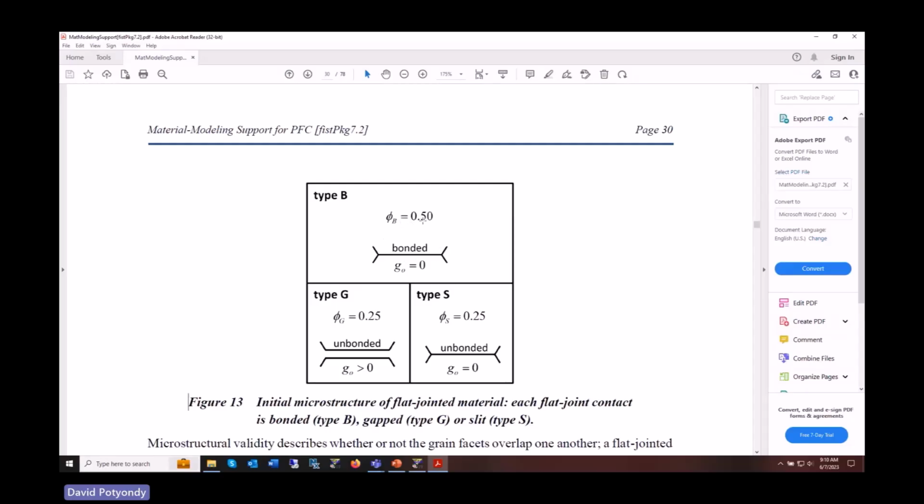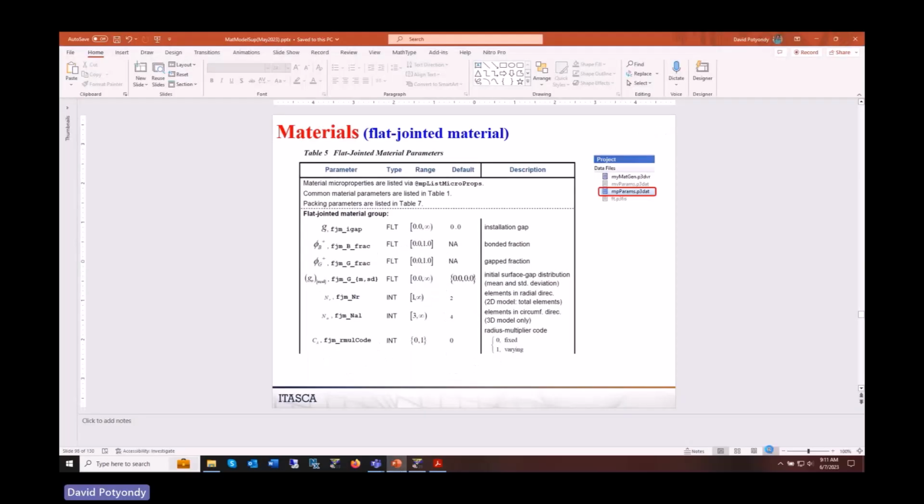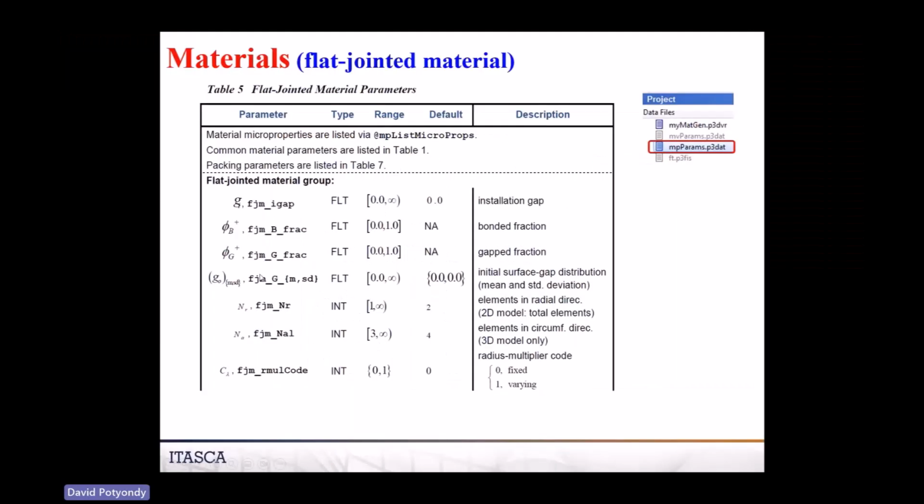So this one becomes 1. But this is a way of putting an initial set of effectively opened slits and gaps into the system. And for these opened ones, you give a normal distribution of gap sizes. That's what this is allowing you to do here. That's the bonded fraction, that's the gapped fraction, and this is the mean and standard deviation of the gaps. Then you're controlling the discretization of that flat joint interface. That's what these things are controlling.